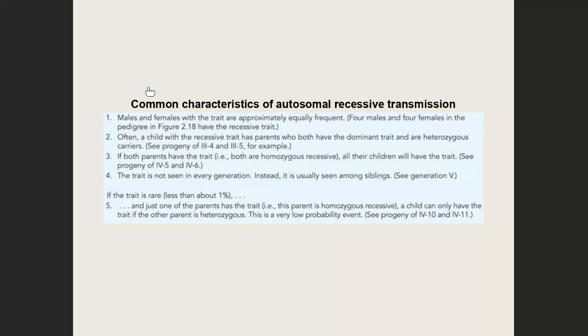So here's again the table from the book that repeats a bit what I just told you. Keep in mind that males and females in the previous pedigree with the trait are approximately equally frequent, so it's not sex-linked. That's another point that I'm making now. You'll see that's not the same when we talk about sex linkage. I'm going to see that very soon.